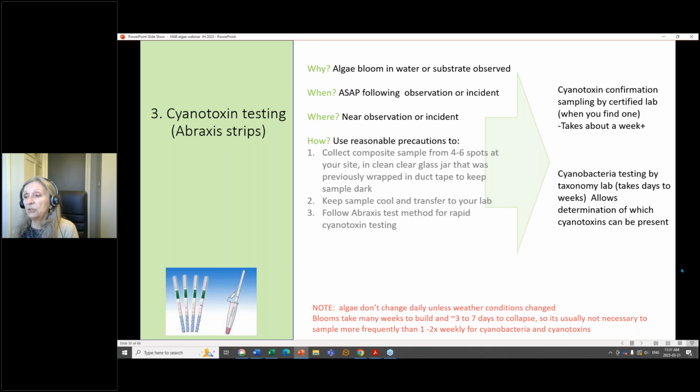And algae don't change daily, as I mentioned before. The blooms can take weeks to build and 3 to 7 days to collapse. So it's usually not necessary to sample more than once or twice weekly, even if you know you have the worst kind of harmful algae blooms, the ones that produce cyanotoxins.